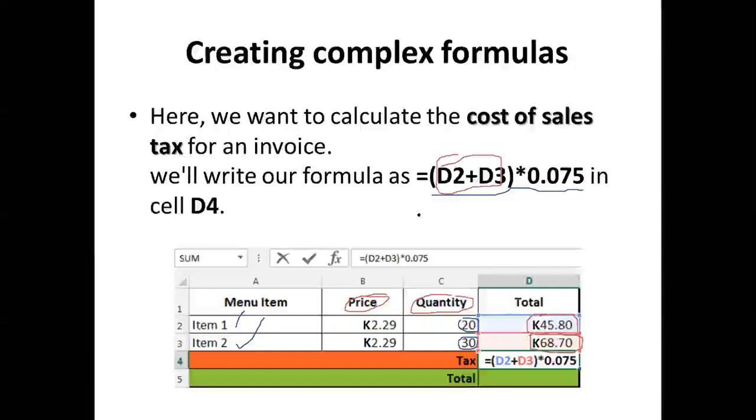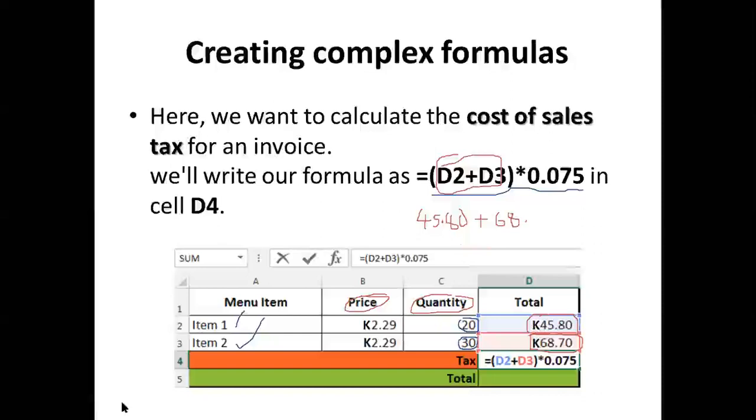So we are going to add 45 kwacha 8 ngwee plus 68 kwacha 70 ngwee. I'm sorry, the dots are not very clear enough, but I'm sure you are able to see. Let me just remove this.